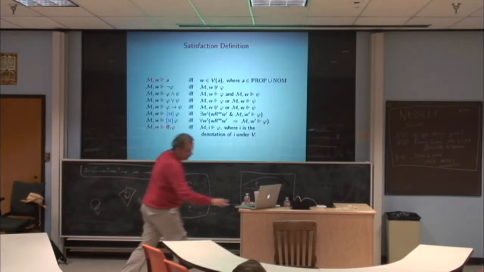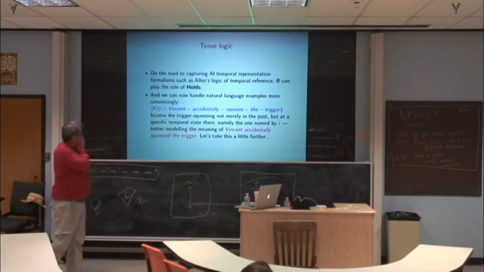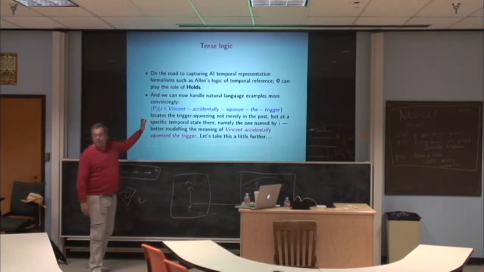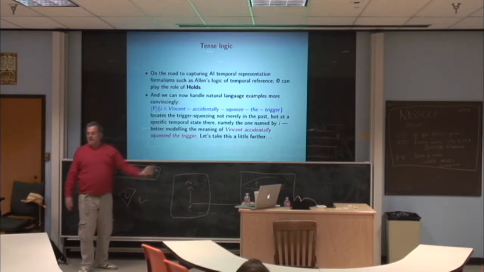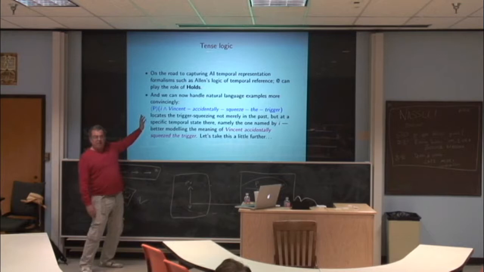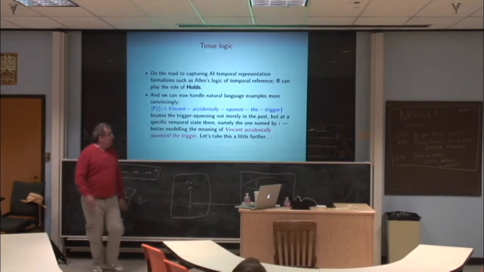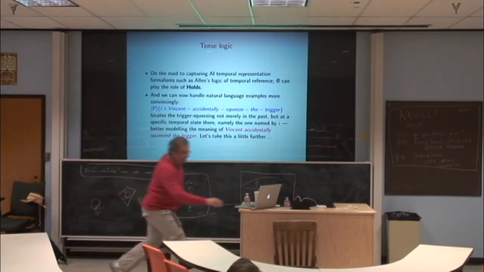Okay. Now, things are a little bit better. For a start, we can now handle the natural language semantics examples a little more convincingly. So instead of, in the past, Vincent accidentally squeezed the trigger, we get representations like, in the past, there is some point I, and at that point we've got Vincent accidentally squeezed the trigger.